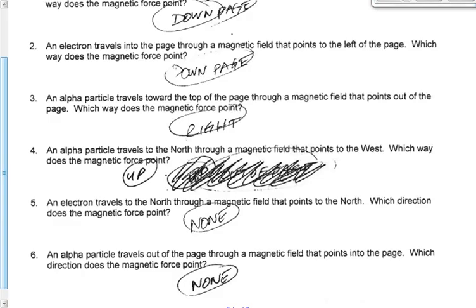Notice in a question like number 2, our answer is expressed down the page. Okay, it's relative to the page. Why? Because it talks about the electron going into the page. The frame of reference in the question is the page.